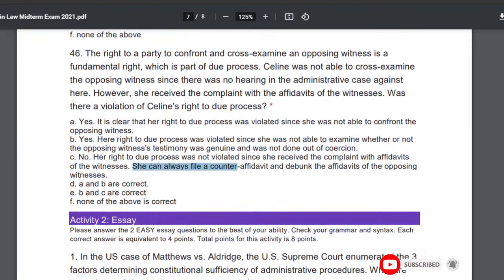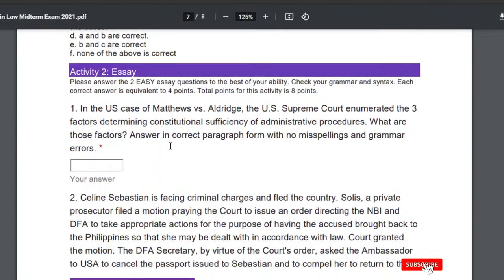Choose the correct answer. Activity 2 is an essay, so you need to check your grammar, syntax, spelling, and you need to make it or answer in sentence format. Capital letter for the first word and then end it with a period, okay? Please do not hyphenate. Please do not put any asterisk. Please do not write number 1, number 2, number 3, okay? Please follow instruction. In the U.S. case of Matthews versus Aldridge, this is a U.S. Supreme Court. I have already mentioned this to you earlier.